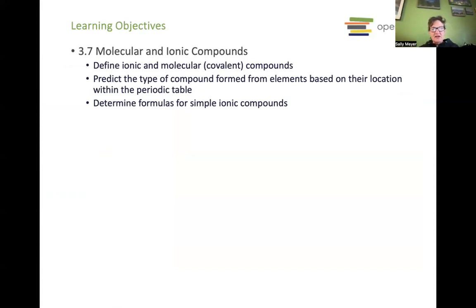So the last part of this chapter is now talking about molecular and ionic compounds. So we're essentially going to think about how bonds form. So we're going to define ionic and molecular, which are covalent compounds. We're going to predict the type of compound formed from elements based on their location in the periodic table, which will make sense because ionic compounds will form when ionization energies are low for the cation that you're forming, and then electron affinities are high for the anion you're making.